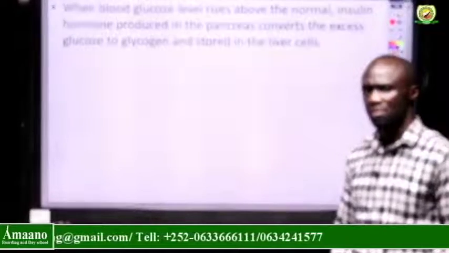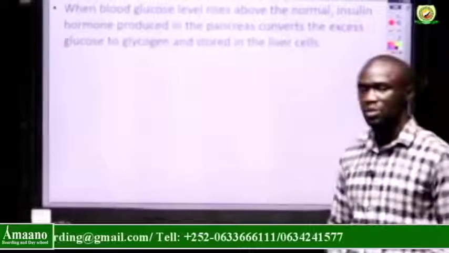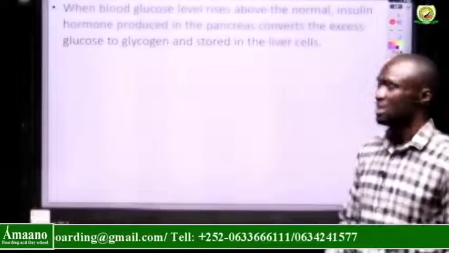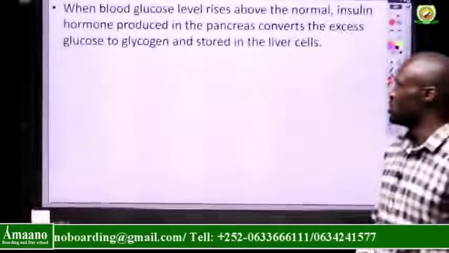Then, when the blood glucose level is so high, above the normal, insulin will be released from the pancreas, and then that insulin will convert the excess glucose to glycogen, and then that glycogen will be stored in the liver, and then the blood glucose will come down to the normal level.